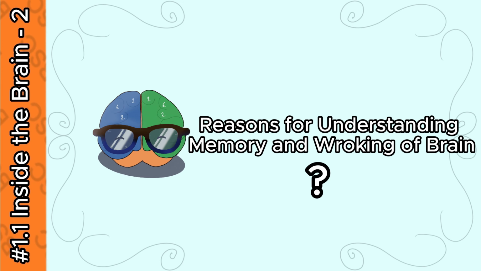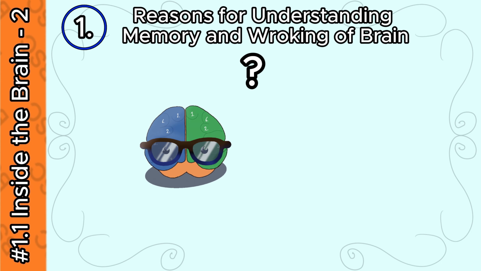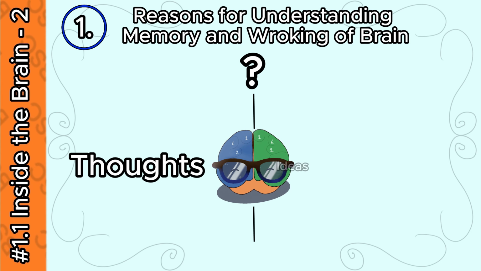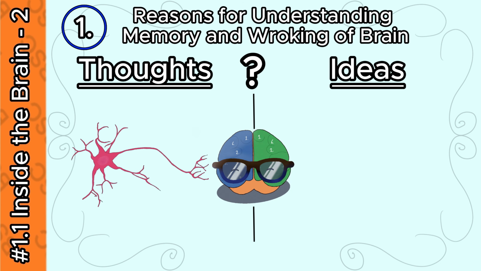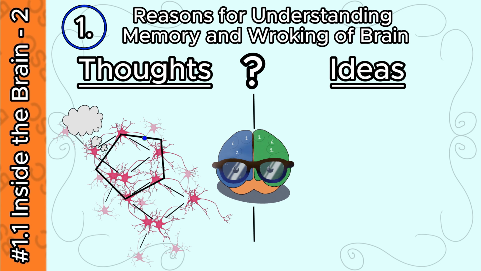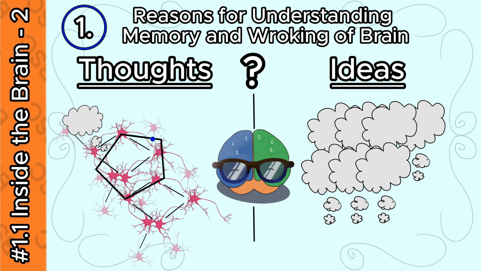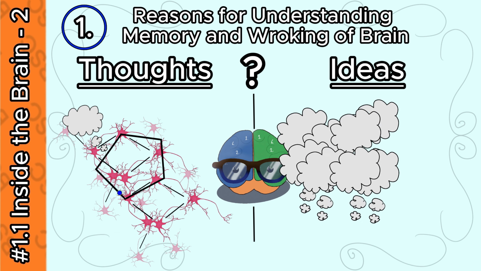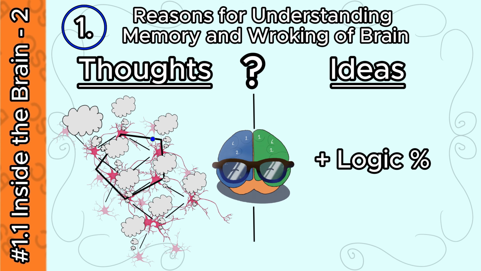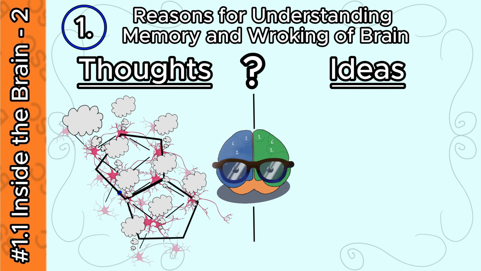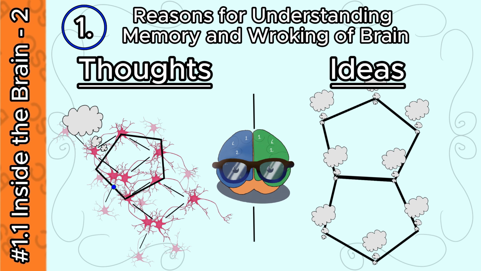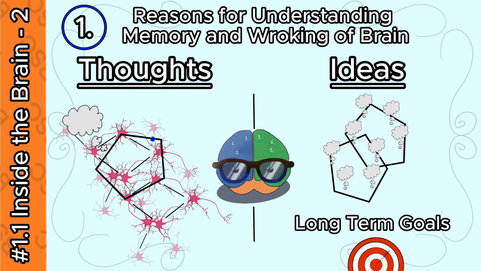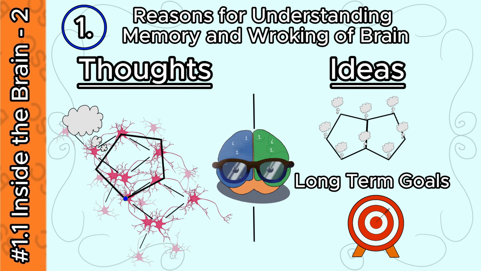All this explanation about the working of the brain was done to differentiate between thoughts and ideas. Thoughts, as we understand, are just a single neuron firing pattern, whereas an idea is a collection of multiple thoughts stacked on top of each other. When the thoughts are logically arranged and form a logically recognizable pattern, the thoughts become ideas. A clear indication of an idea is its ability to define long-term goals.